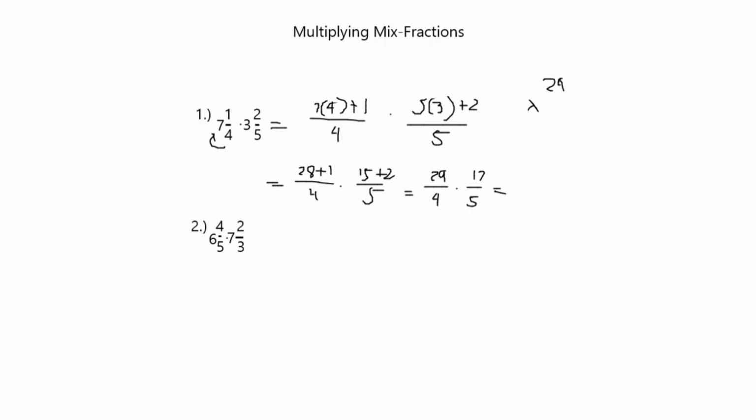Okay, so 29 times 17. That's a pretty big number. But we can just use this math. 7 times 9 first. 7 times 2 is 14 plus 6. So we got 200. 4 times 1 is 4. 2 times 1 is 2. So we get 493. So that's our answer for this problem. So we have it, our multiplying fractions.